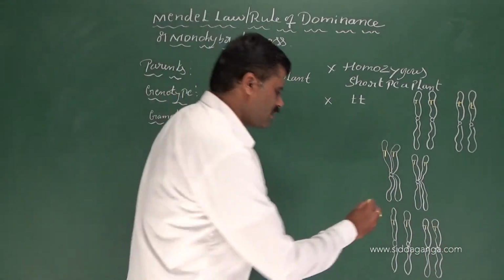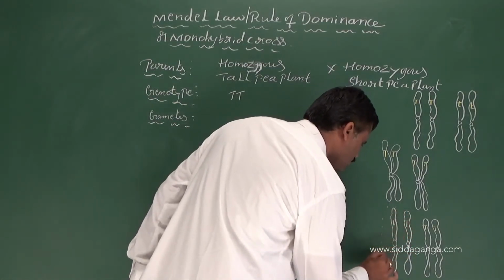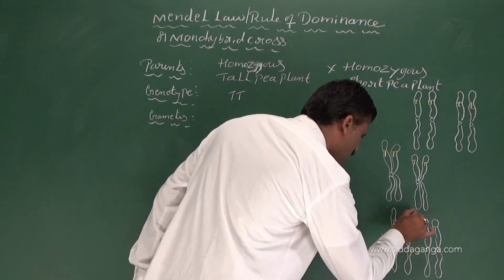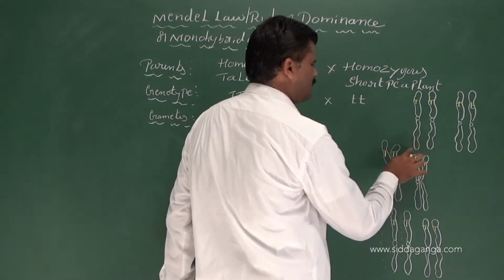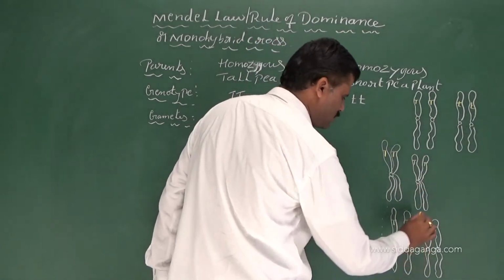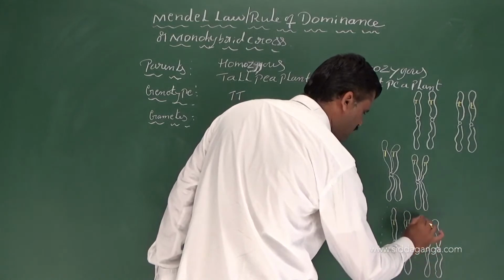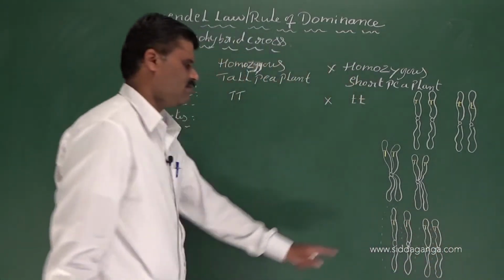Now, these are the gametes containing the individual chromosomes. So, how many gametes are formed? From a single chromosome, 2 gametes. From this chromosome, 2 gametes. Totally 4 gametes are formed.